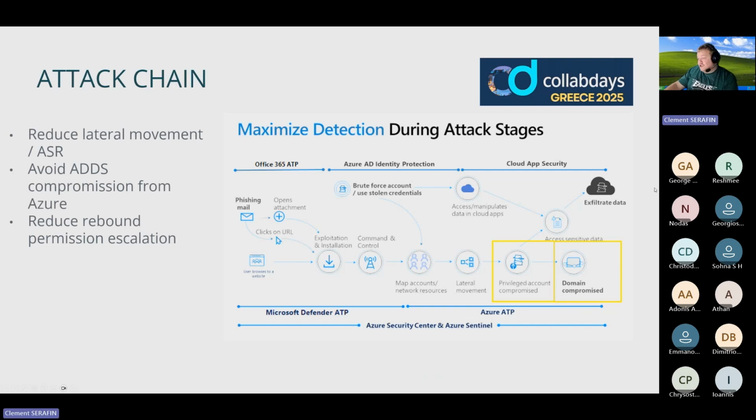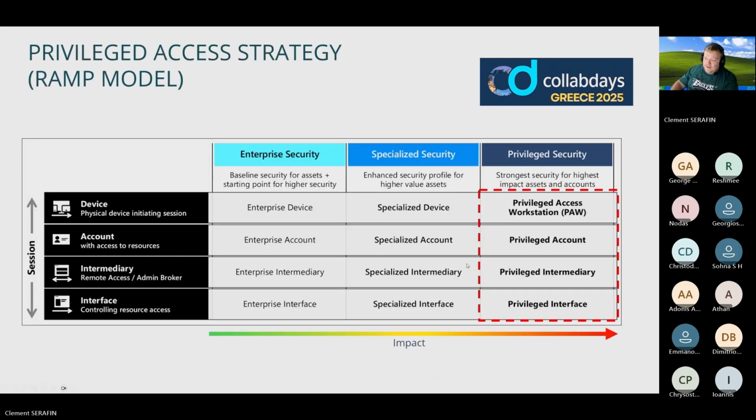You have the little one, which is maybe exfiltrating the data, but here we are talking about privilege today, not exfiltrating data. So we'll try to reduce the lateral movement and avoid having our on-premise domain compromised. Microsoft has designed it, so I told you there are 3 levels of security. Today we will work mainly on the privileged one, which requires the highest level of security.